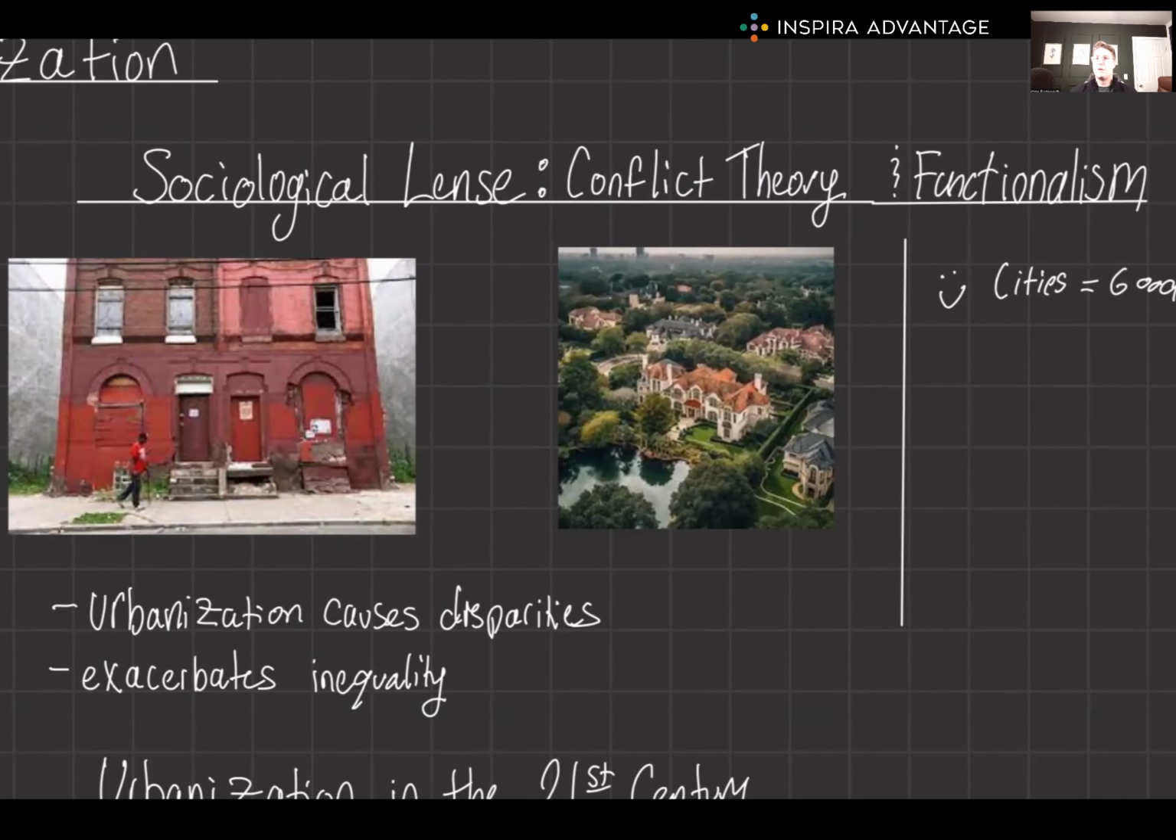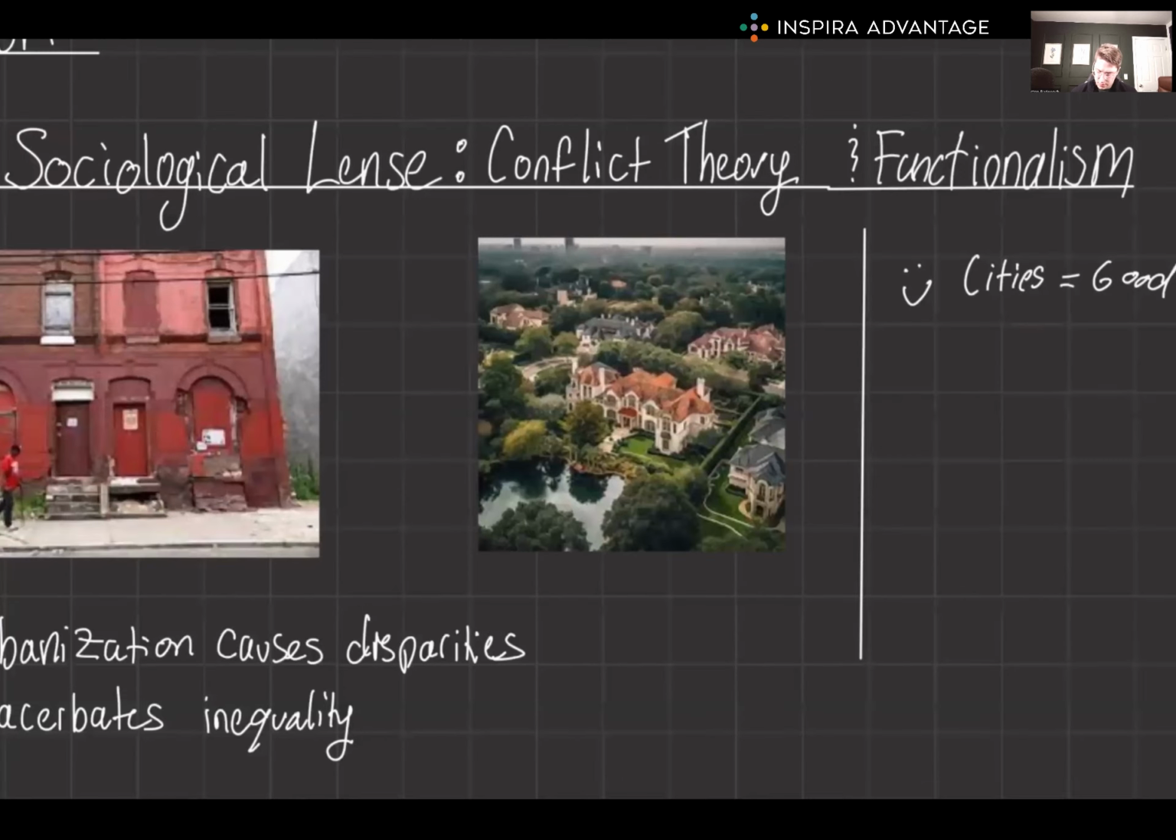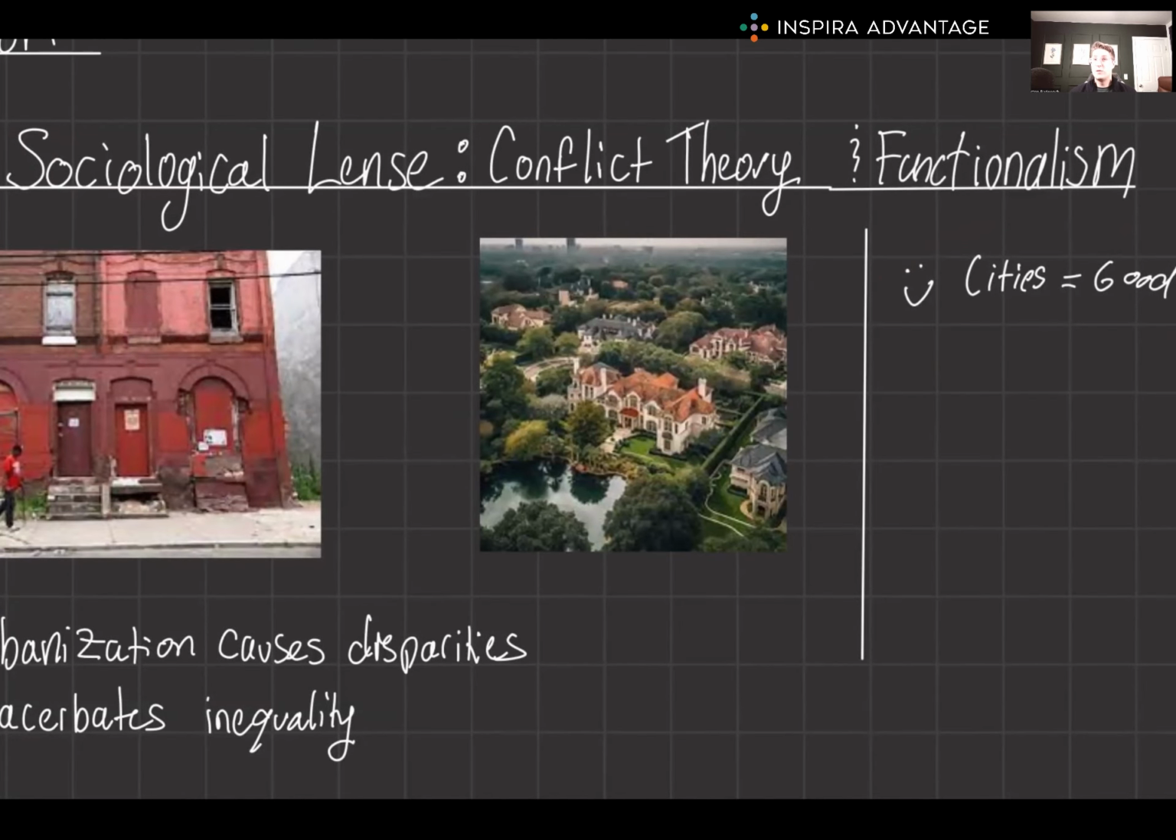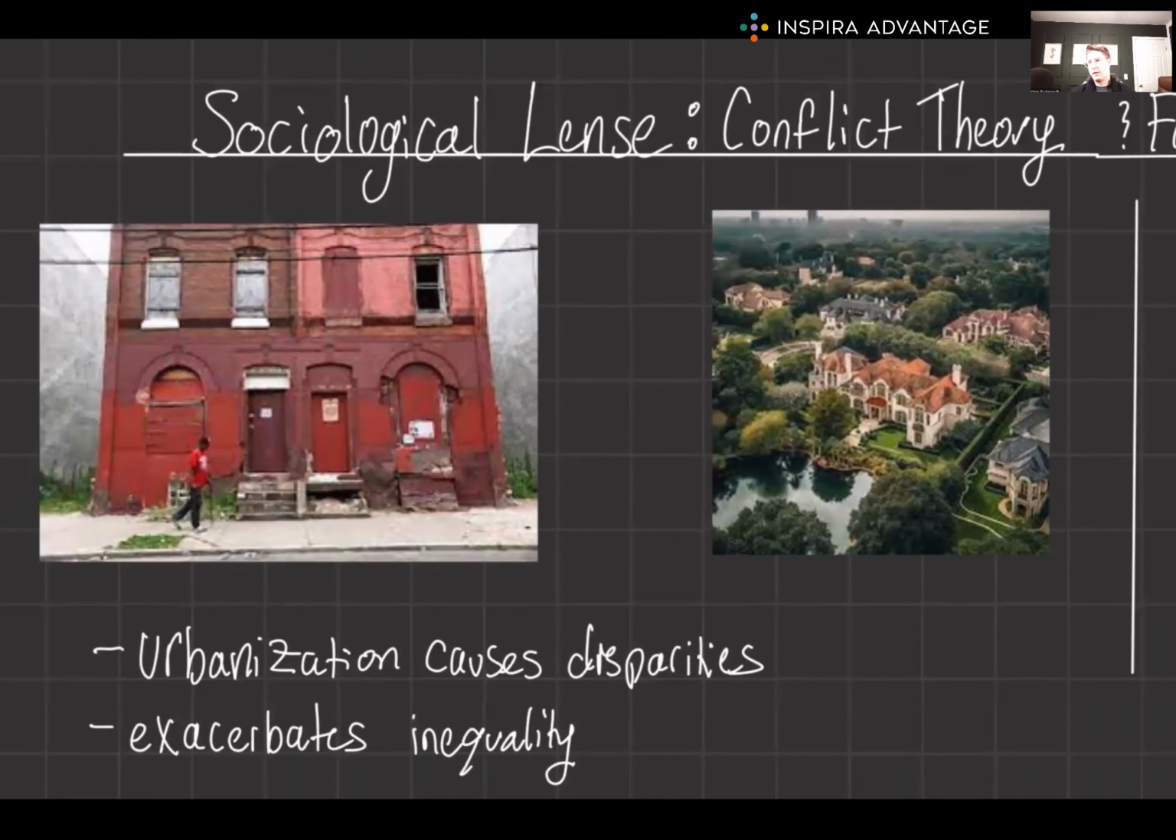Through the lens of functionalism, urbanization is seen as an integral part of societal progress, or as I succinctly put it here, cities equal good. Functionalists would view cities as centers of innovation, economic development, and social cohesion, all of which are essential for the functioning of a complex society. They emphasize how urbanization contributes to the specialization of labor, cultural diversity, and infrastructure development, supporting social stability and efficiency.